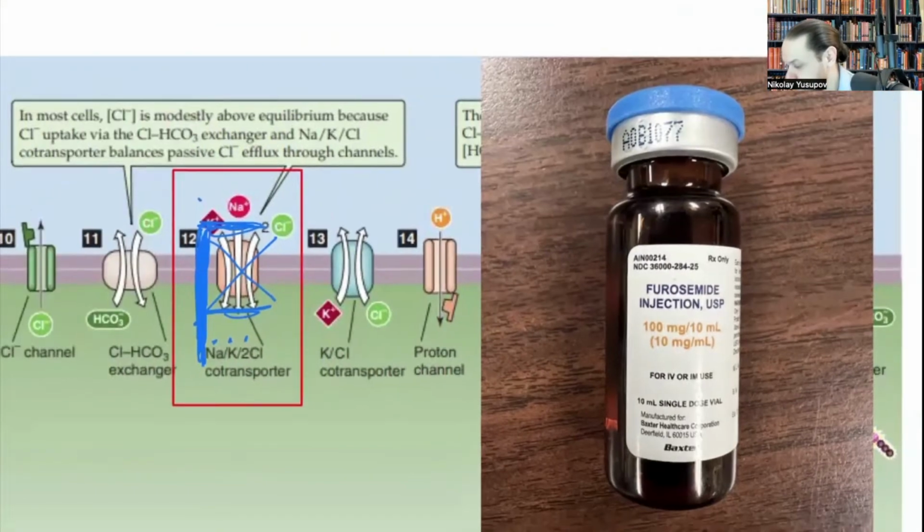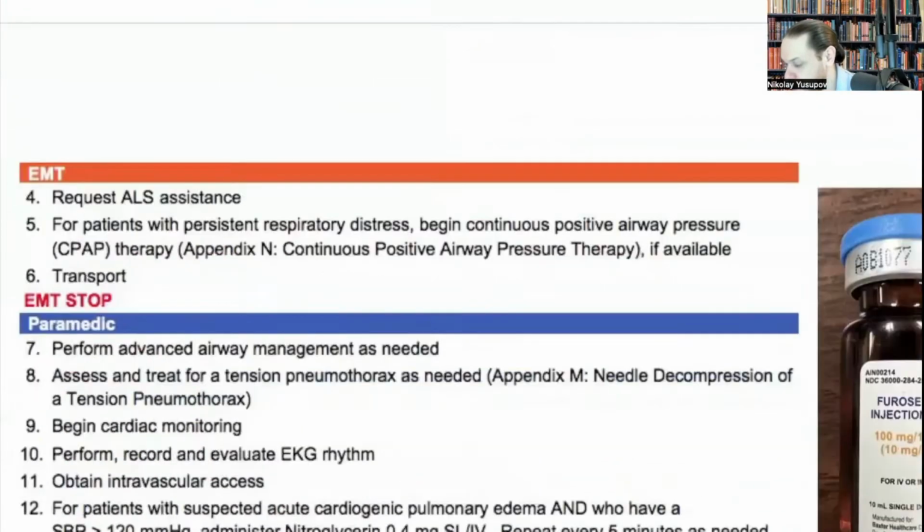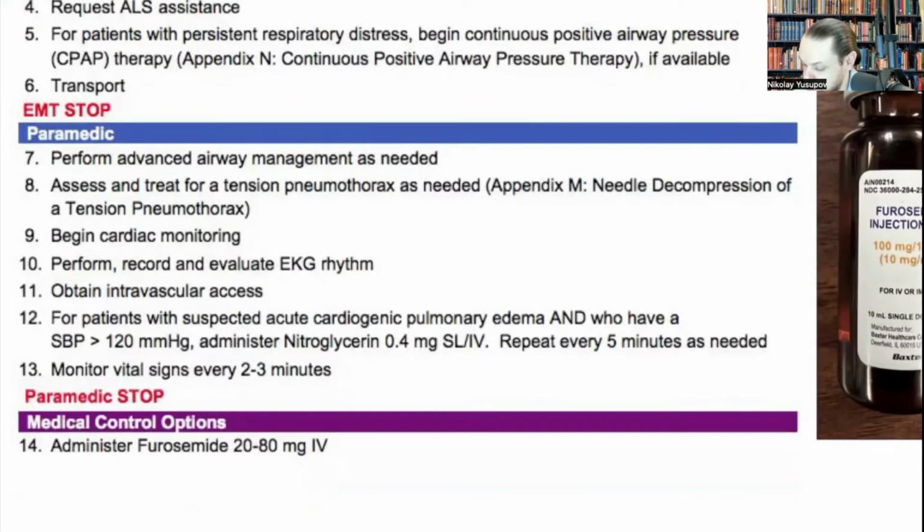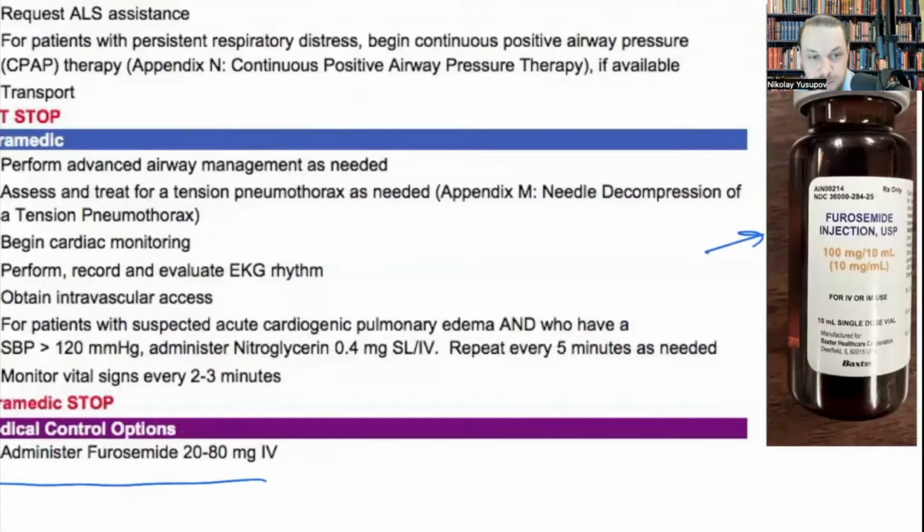So this is how it comes packaged, and you're going to be administering it via IV. It's a medical control option. Here in your protocols, this is when you suspect the patient is in acute respiratory distress, particularly when we're worried about acute pulmonary edema. They'll say call for medical control, and you could give 20 to 80 milligrams IV. This is the medicine you're giving: furosemide, and the other name is Lasix.